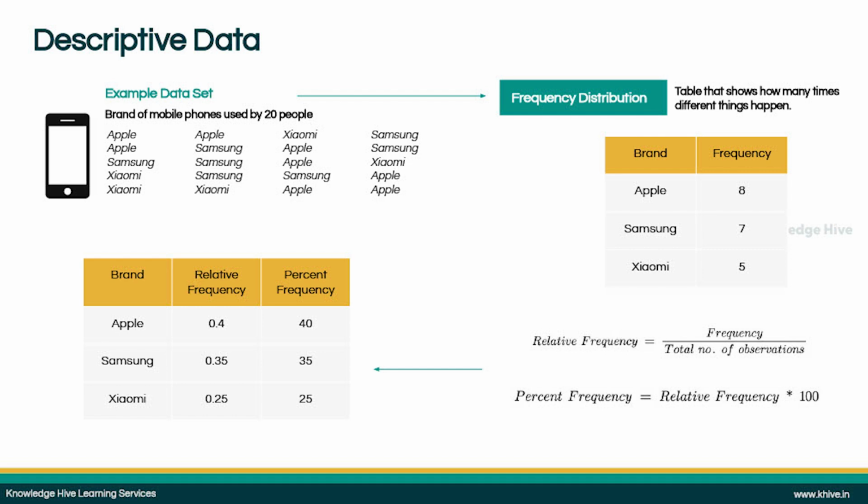So if you surveyed 20 people about their phones and found 8 use Apple, 7 use Samsung, and 5 use Xiaomi, that listing is your frequency distribution. Simple count. Easy enough. From that, you can easily calculate the relative frequency, which is just the proportion for each category. So for Apple, it's 8 out of 20, or 0.4. And the percent frequency is just that proportion times 100, so 40% for Apple. It shows the share of the total for each category. Right. Frequency, relative frequency, percent frequency, they all tell slightly different versions of the same story.